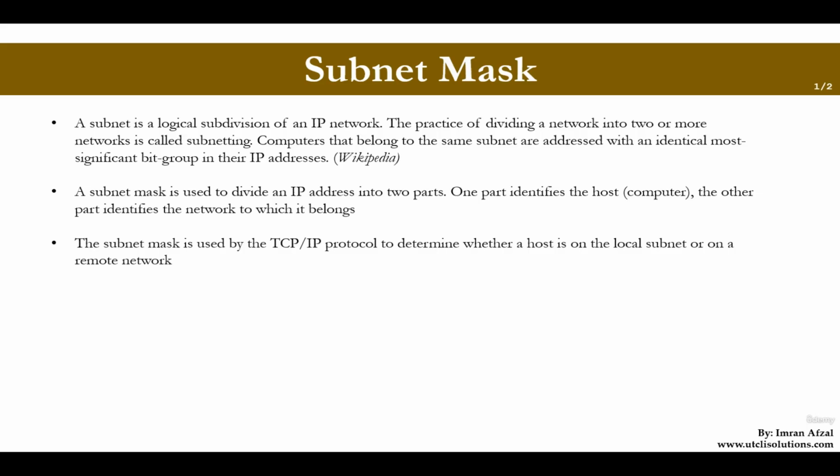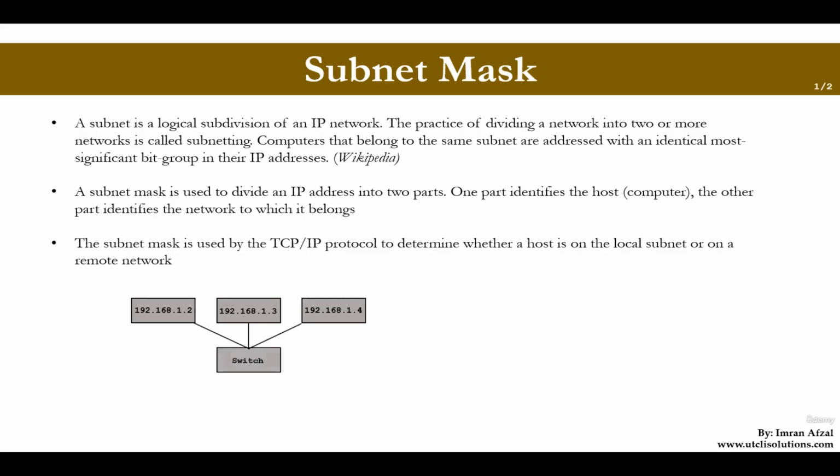Anyway, to understand it better, let's draw it out. Let's say we have three computers, and their IP addresses are 192.168.1.2, 1.3, and 1.4. These three computers are connected to a switch, and the switch is connected to a router. The router has an IP of 192.168.1.1. Now, in some cases, the switch and router are the same piece of hardware, but in our example, let's say we have these two different pieces of hardware.